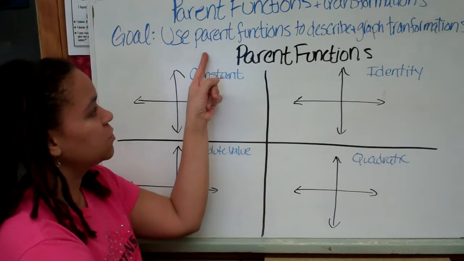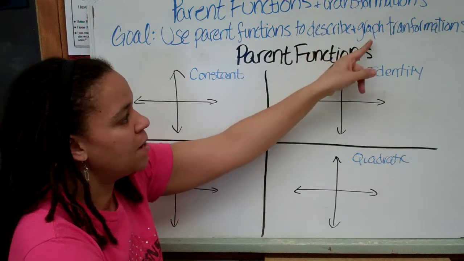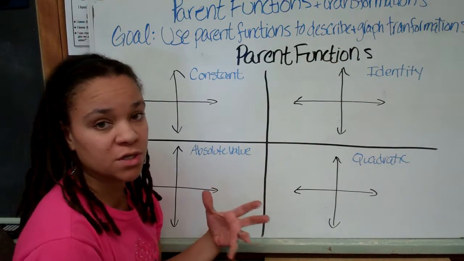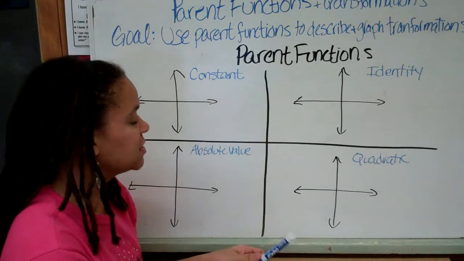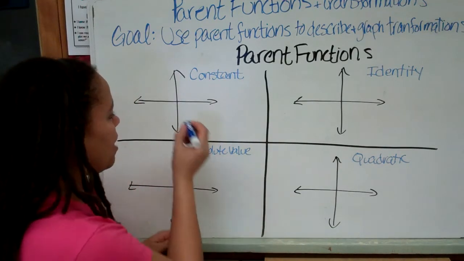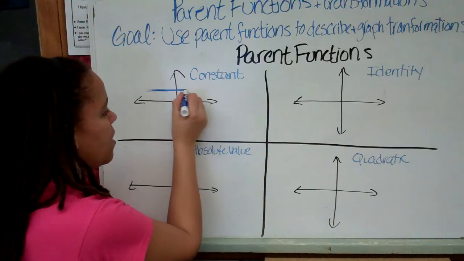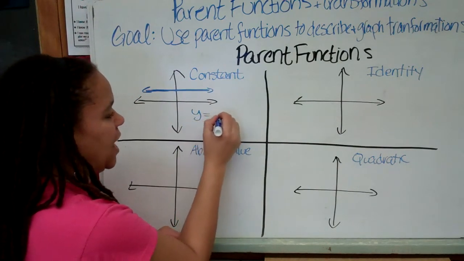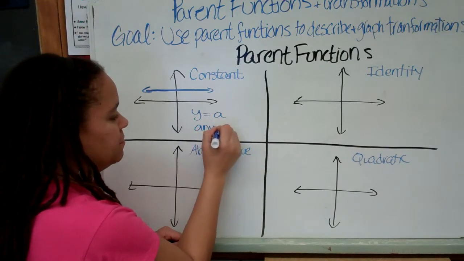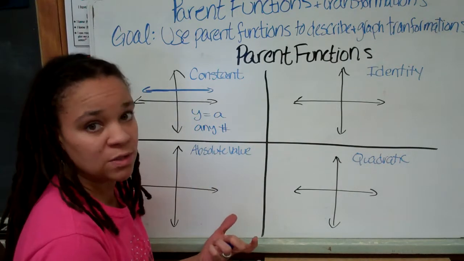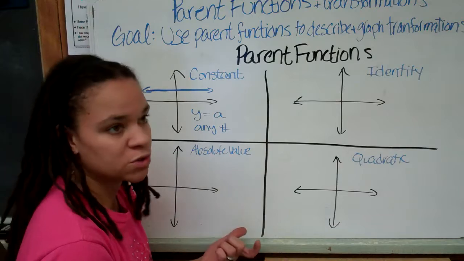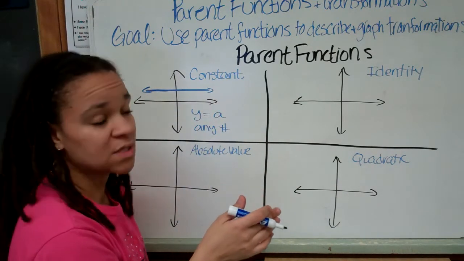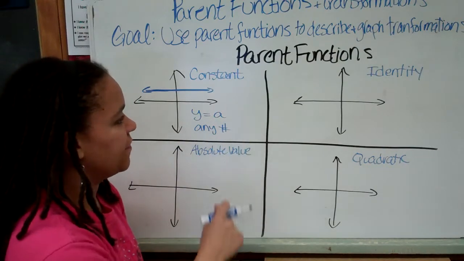So our goal today is to use parent functions to describe and graph transformations. We have 4 parent functions that you should commit to memory and know what the graphs look like. The first one is a constant. This could be any number, so we'll say y is equal to a, and I mean any number. So this is the function y equals 7, y equals -4, y equals 25. Doesn't matter. It's just a straight horizontal line, and it's called a constant function.